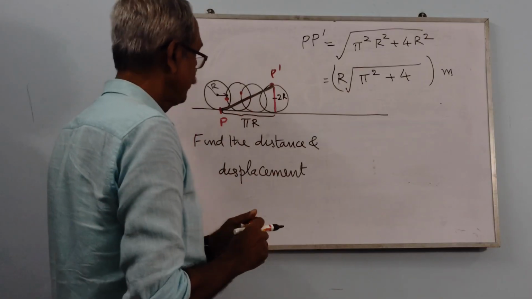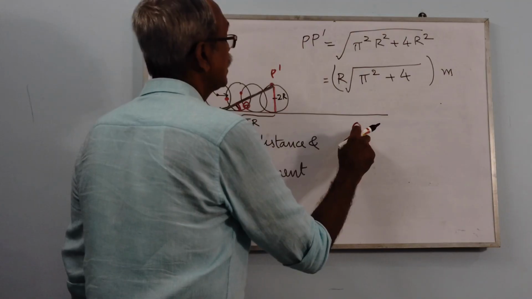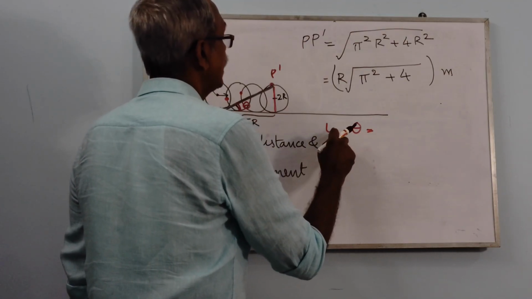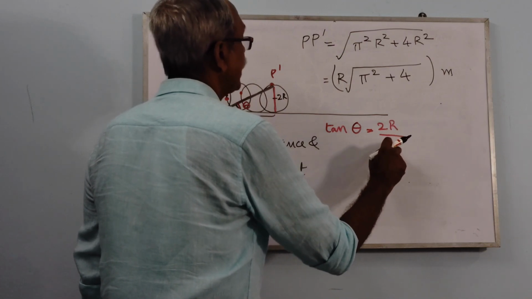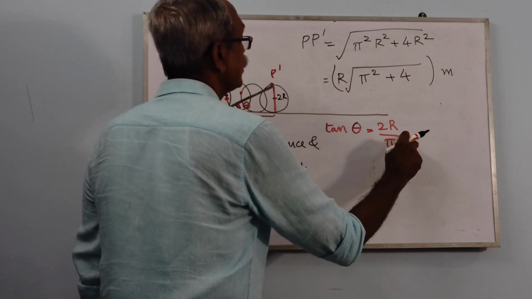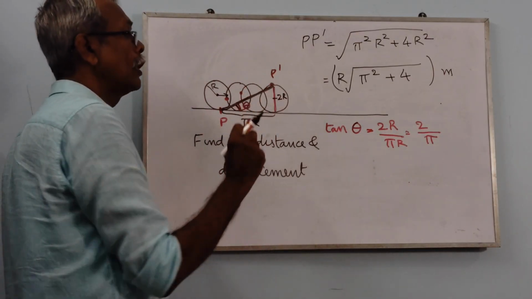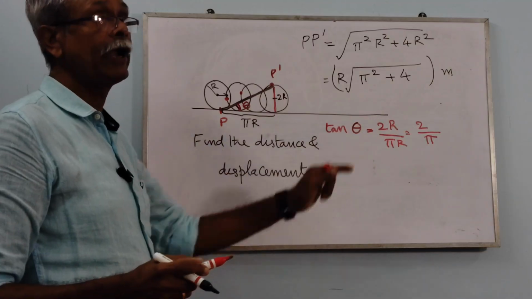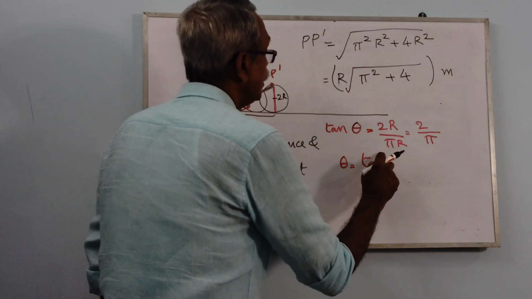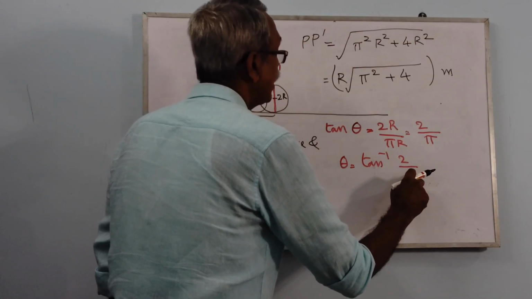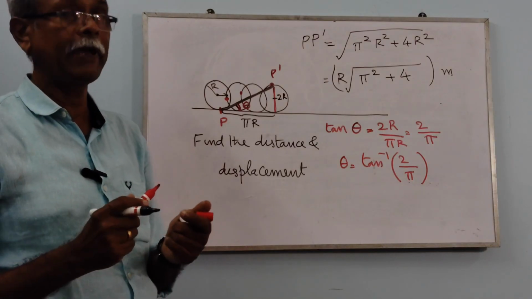And this angle is theta, and tan theta clearly will be equal to 2r divided by pi r, which is equal to 2 divided by pi. This angle does not depend on the radius. It is 2 divided by pi, and theta will be equal to tan inverse 2 divided by pi.